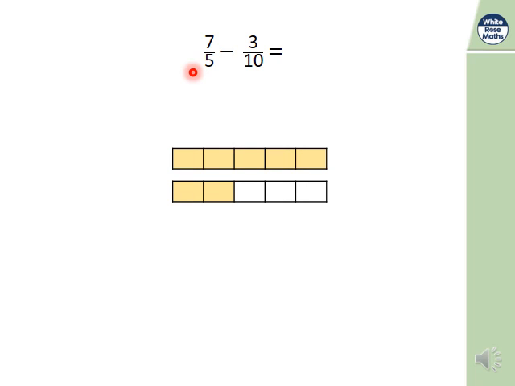And here are our 7 fifths. So each section is worth 1 fifth. Here we have 5 fifths together, which is 1 whole. And then we have our 2 extra fifths for our 7 fifths. And we're going to take away, though, 3 tenths. We can see our denominator is not the same. So what could we do to this fraction bar to help us? I'll give you 5 seconds to have a think.